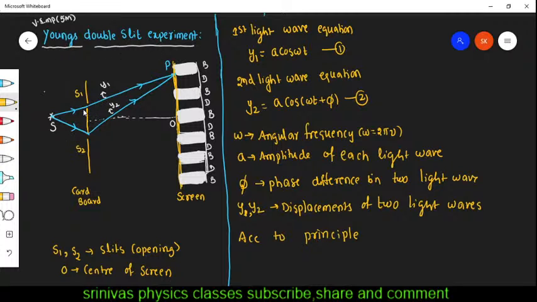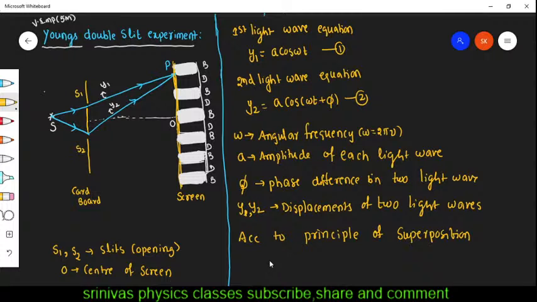Two light waves which are originating from the sources S1 and S2 are superposed with each other. That is called interference, according to the principle of superposition. Actually, this topic is linked with the previous topic. I said many times that you should watch the previous lecture. It is a continuation that we will discuss.